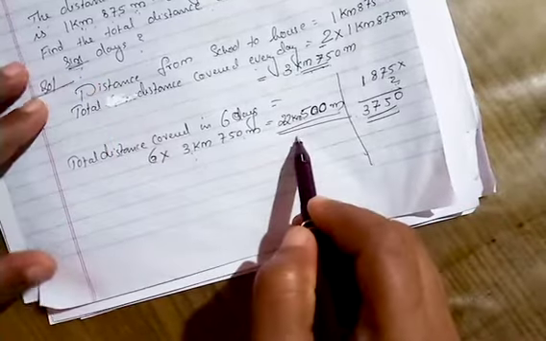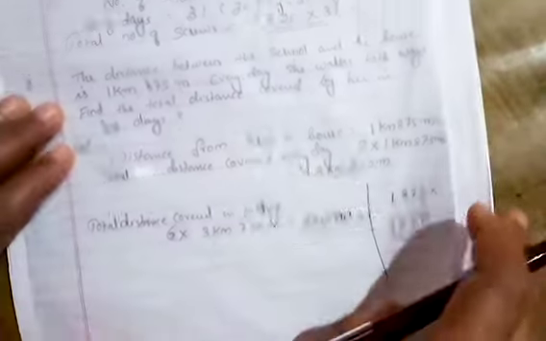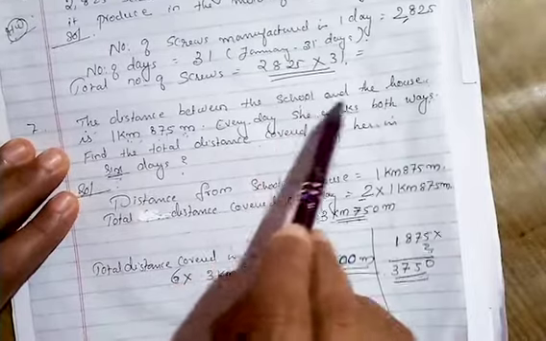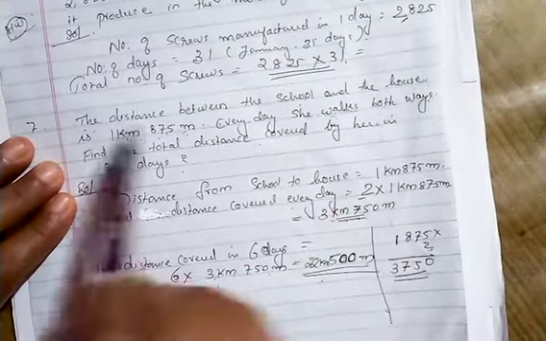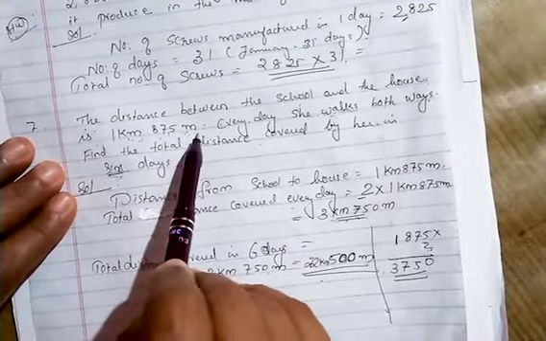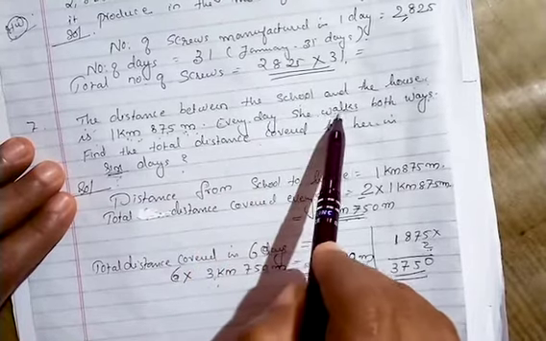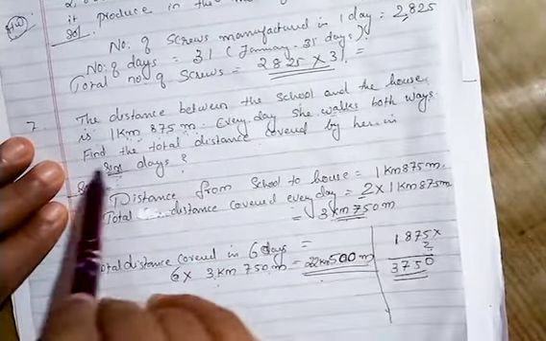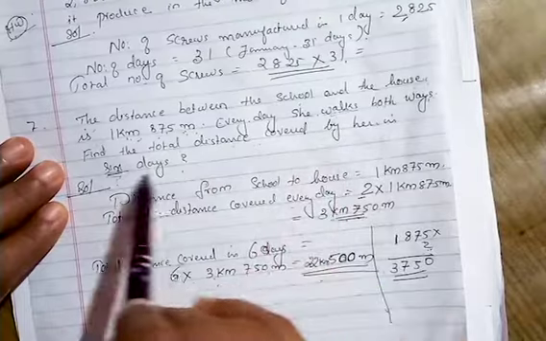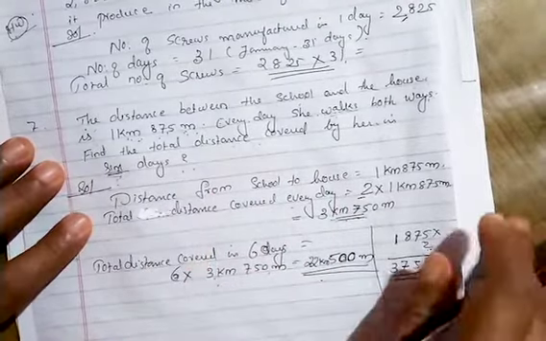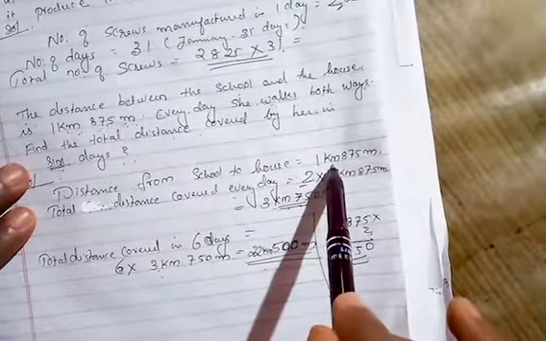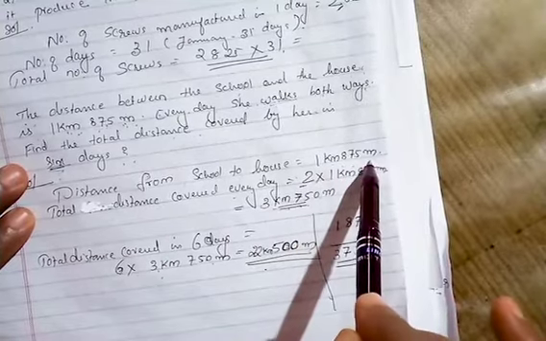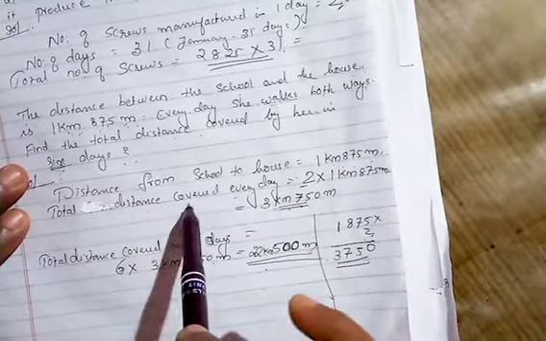Okay, this is the answer. Listen once more. The distance between the school and the house is 1 kilometer 875 meter. Every day she walks both ways. Find the total distance covered by her in 6 days. It means the distance from the school to house is 1 kilometer 875 meter. Total distance covered every day.